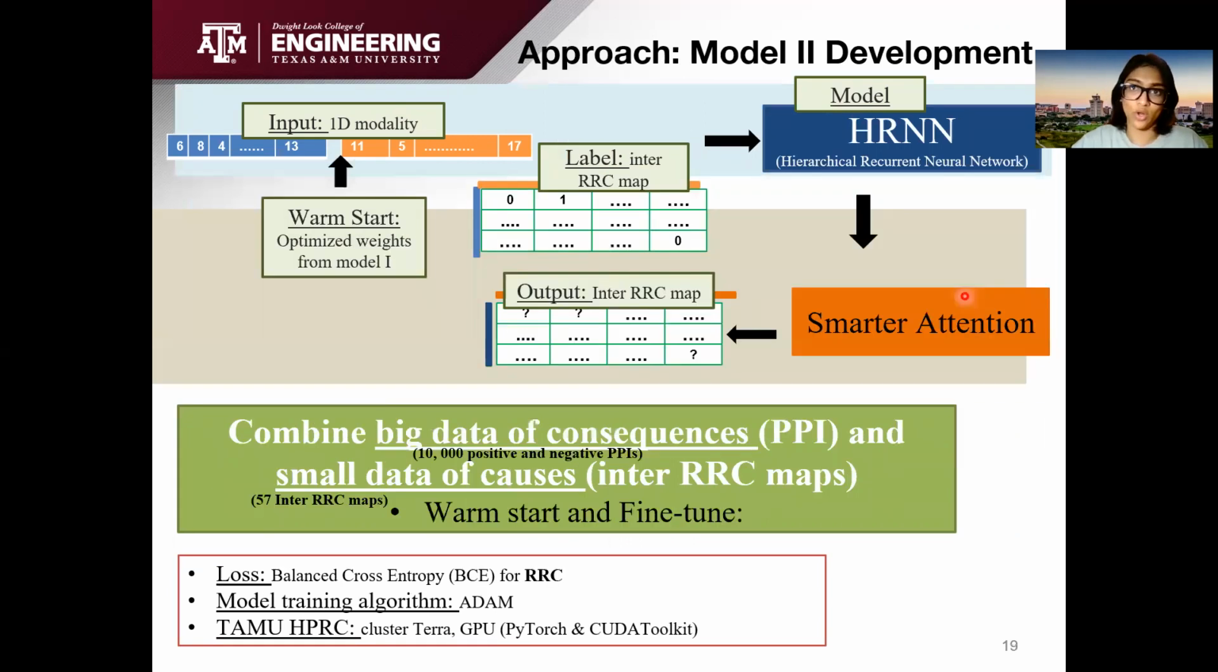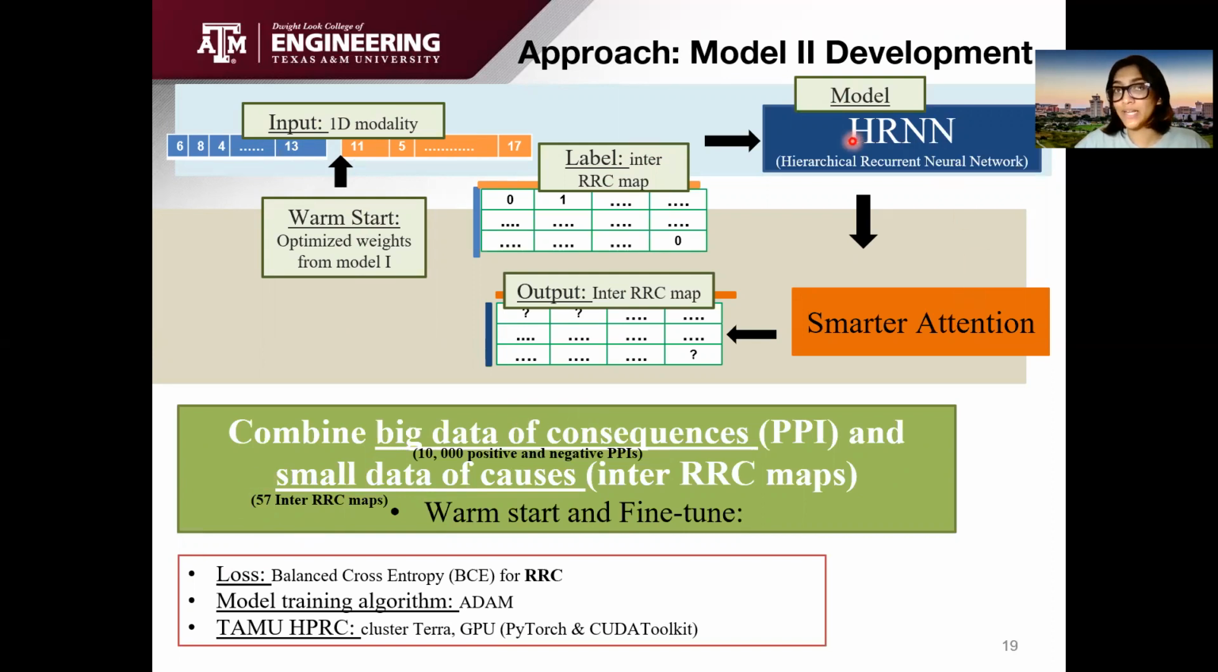This model still does not know where to put the attention. But if we recall, we have a very small amount of data of causes available, which was 57 inter-residue-residue contact maps. So is there a way to combine this big data of consequences and small data of causes? There comes model 2. For model 2, we are also using 1D modality as input. Now the label has changed.